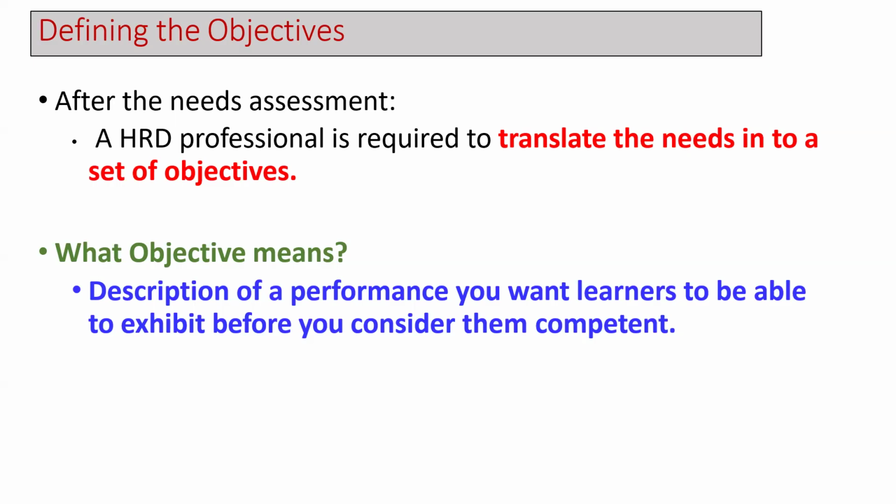Before you take up the program, before you participate in the program, the objective is simply what, in the near future, after the training program, you need to demonstrate. So that's the objective. What level of knowledge and what level of skill you will have at the end of this program, right? So simply it is a description of performance that the learners want to demonstrate by participating in the HRD program.